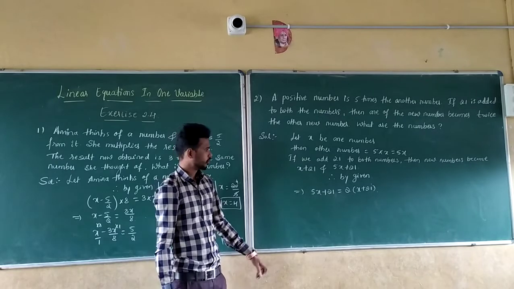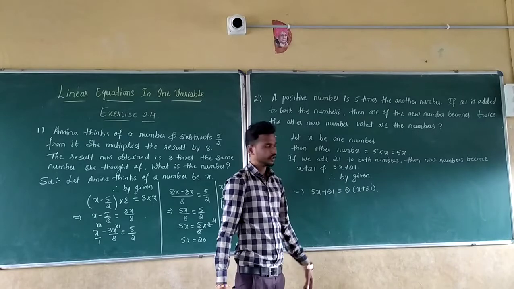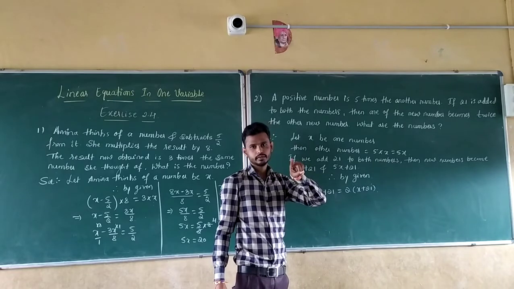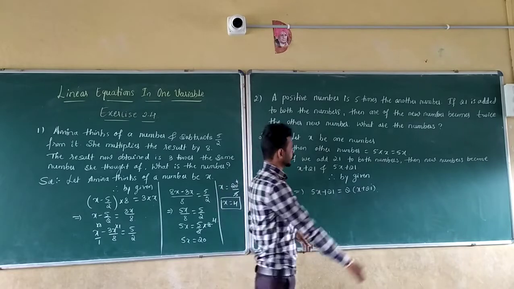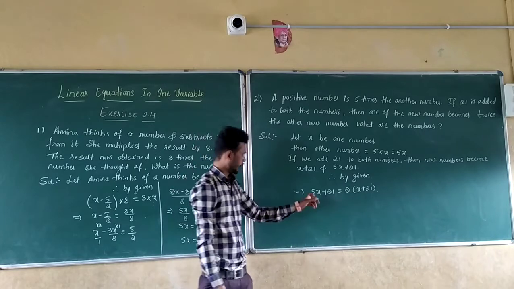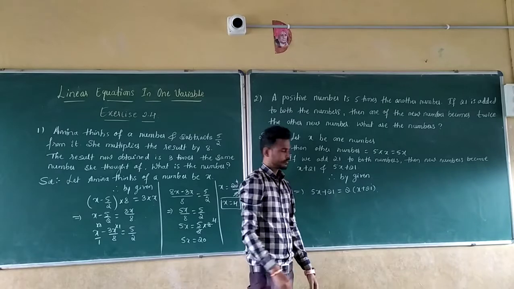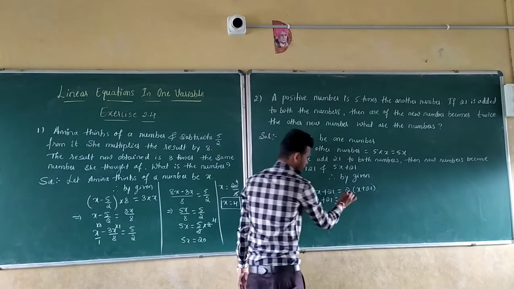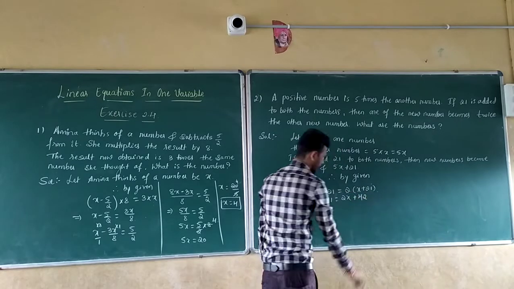So you can ask here, find out x plus 21 equals twice 5x plus 21, because the bigger number will become 2 times the smaller number, not the smaller number becoming 2 times the bigger number. Here 5x is the bigger number and x is the smaller number. So 5x plus 21 is equal to twice x plus 21. Now solve this one. 5x plus 21 is equal to 2 into x, 2x plus 2 into 21, 42.